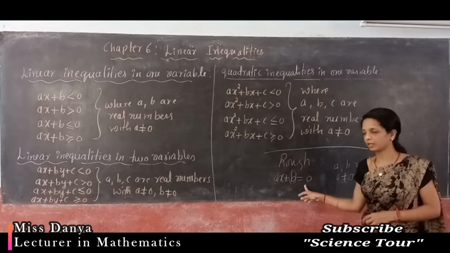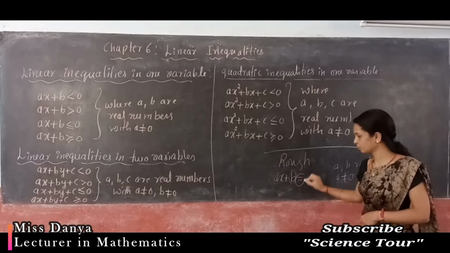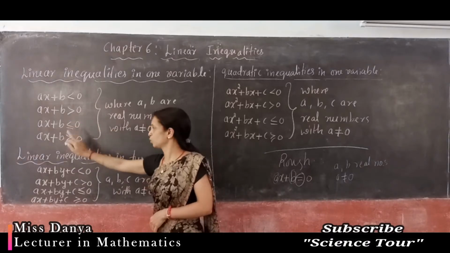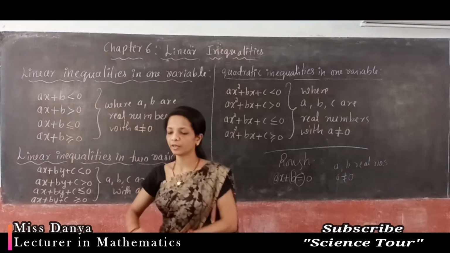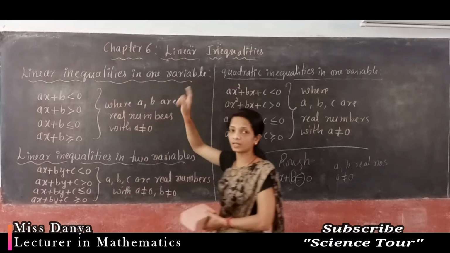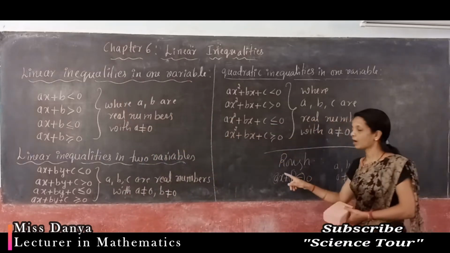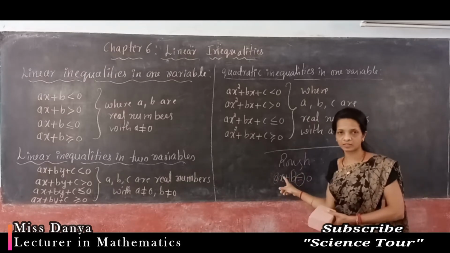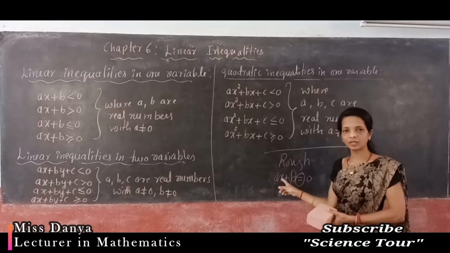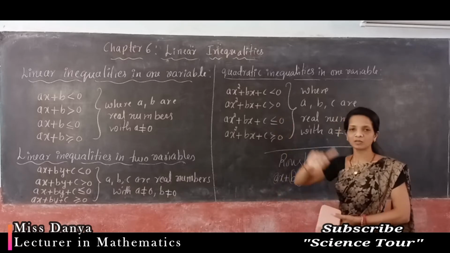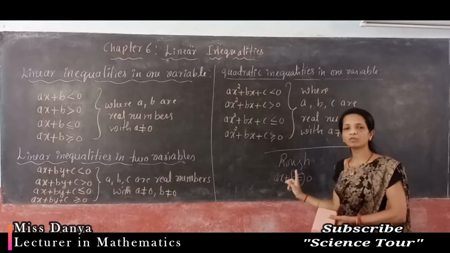So this is the standard form of a linear equation in one variable. If you replace this equal to symbol by less than, greater than, less than or equal to, or greater than or equal to symbol, then what you have? Then you have linear inequalities in one variable. Why is it linear? Linear means the highest power of x is 1. See here, in this variable x, the highest power is 1. So this is linear and it is in one variable. Here you can see only one variable x.